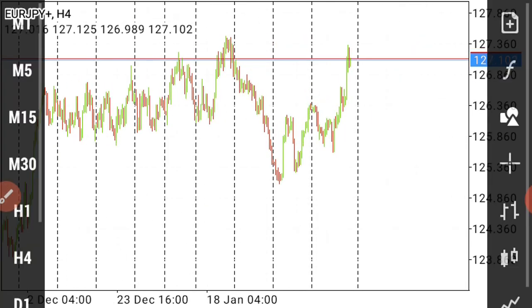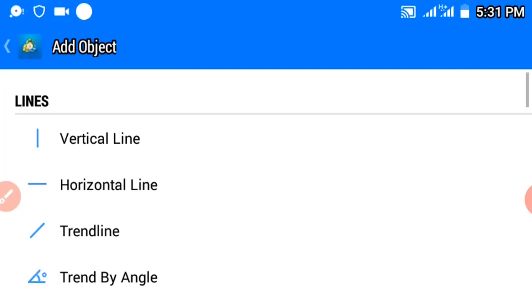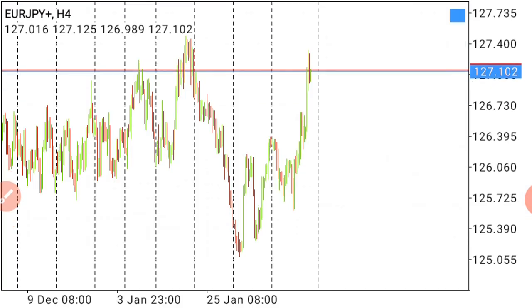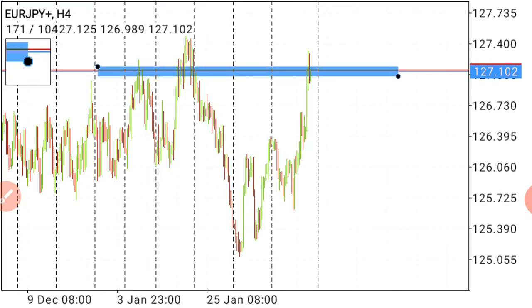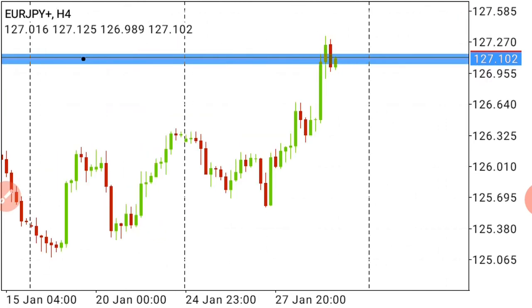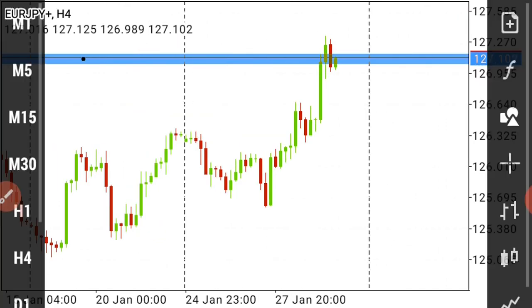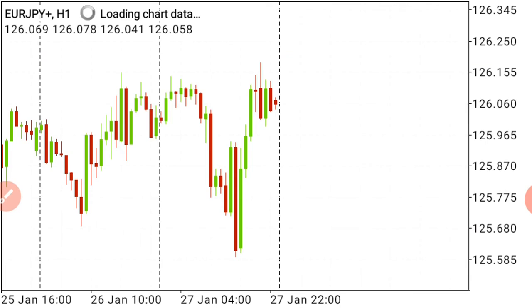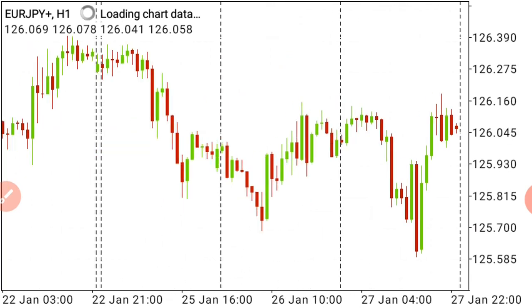Okay. EURJPY is currently giving us something good too. As you can see, this is a good resistance, which is currently on. Let's go to a lower time frame and see if we can see something good there.